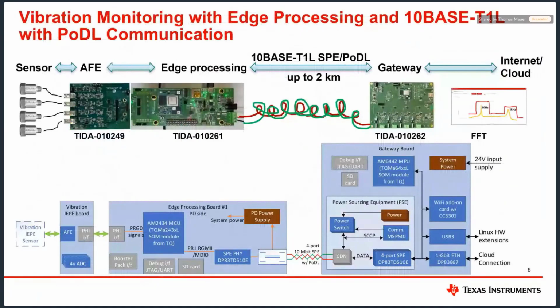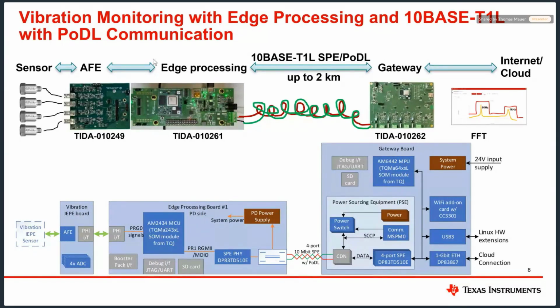So this is now an introduction of the demo system that we are talking about in this webinar. It's a vibration monitoring with edge processing. The data communication is done over 10BASE-T1L, which is single pair Ethernet, 2-wire Ethernet with power over data line communication. So basically 2 wires, and we power it via the same cable where we also transmit the data.